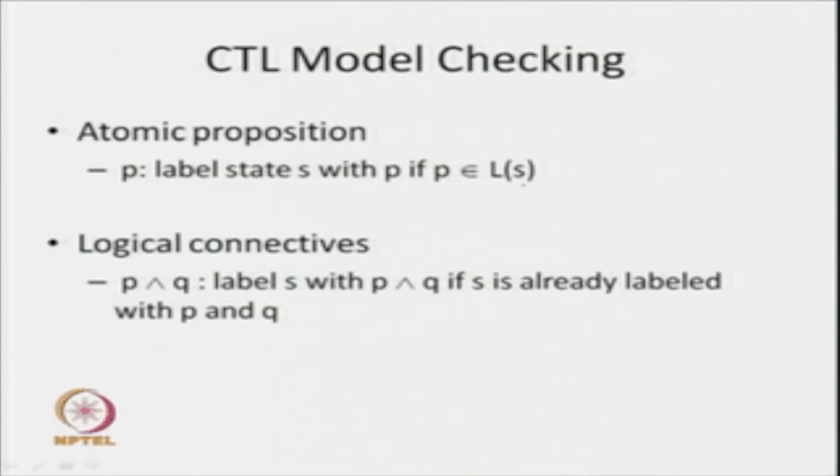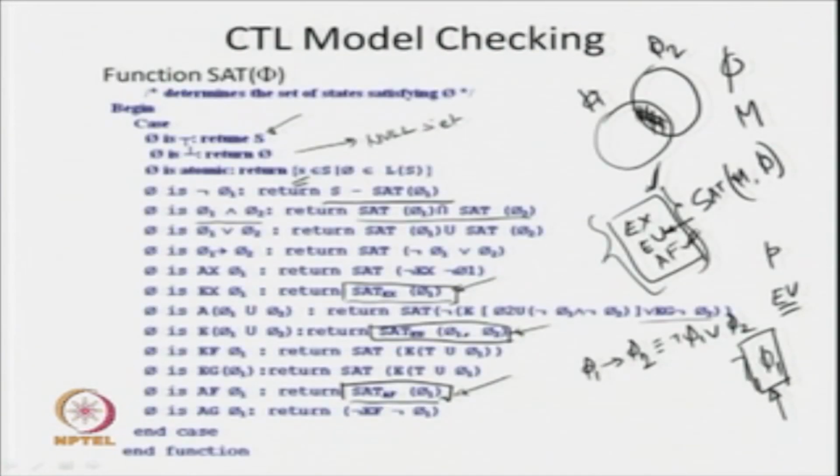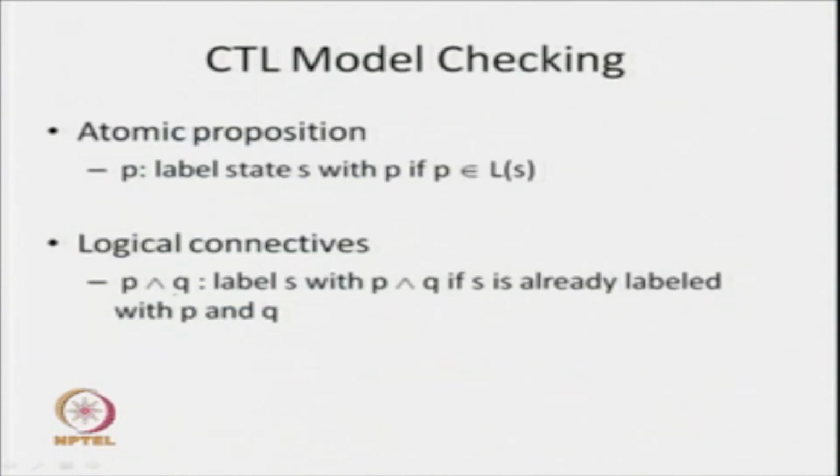Similarly, if we have logical connectives, say P and Q, then label S with P and Q if S is already labeled with P and Q. If it is phi 1 and phi 2, then we look for the intersection of these two sets of states, that is, the states where both P and Q are true. So, if S is already labeled with P and also labeled with Q, then we can label this state with P and Q. Like that, we can go for any other logical connectives.